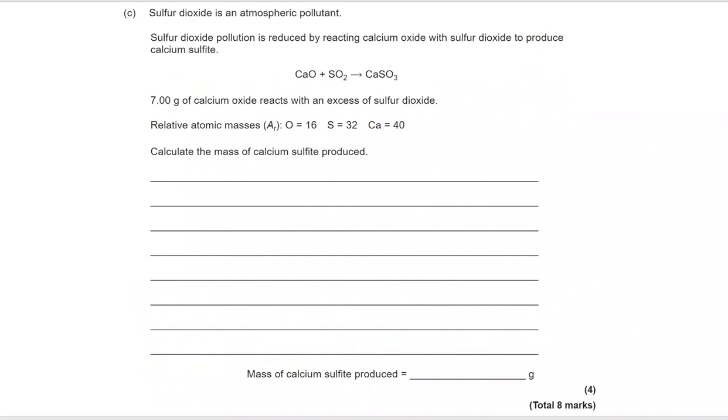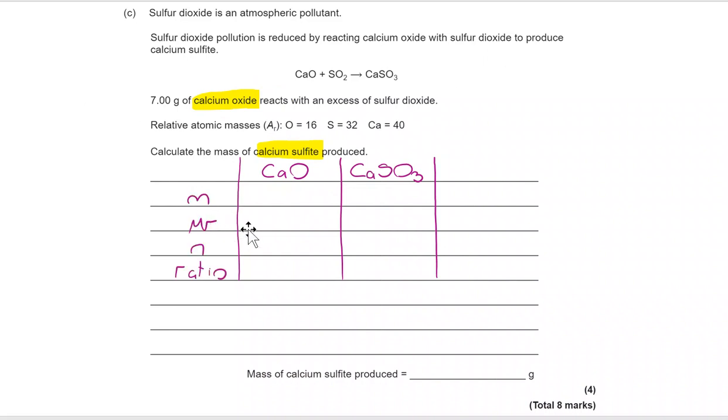For part C, we have a calculation. It's a reacting masses calculation. We are interested in calcium sulfite and calcium oxide. So they are the two that I'm going to put into my table. Because I know what mass of calcium oxide I have, I want to know what mass of calcium sulfite I'm going to get. I put my remainder of the table in, mass, molecular mass, moles, and mole ratio, and then I'm going to work through the table.